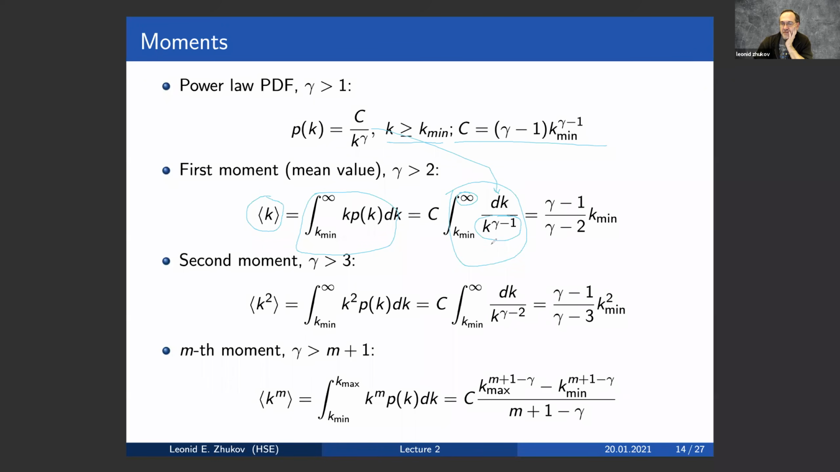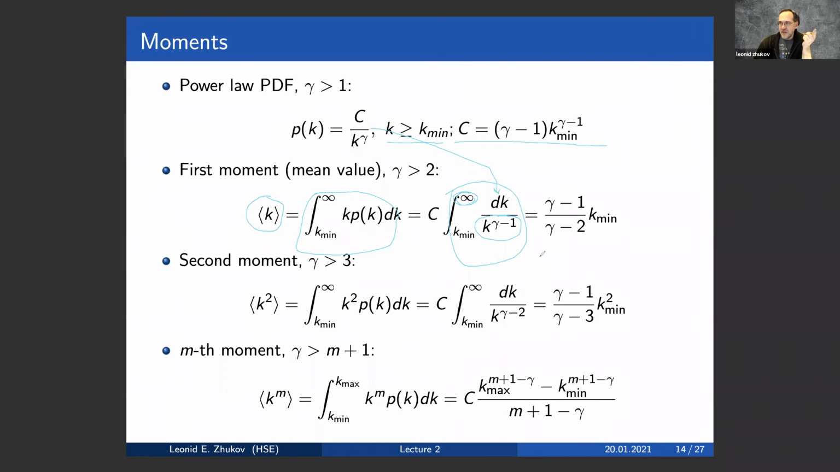Do you guys remember when this integral will converge? This type of integral? When gamma is less than 0? Actually, if gamma is less than 0, this is negative, so it is becoming, yeah, k to the power gamma, and at infinity will diverge.